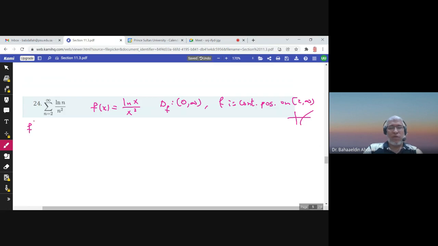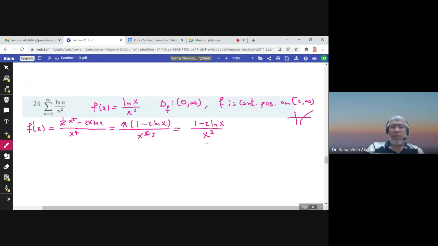So let us consider the derivative. I will use the quotient rule. Derivative of ln x is 1 over x times x squared, minus the derivative of x squared, which is 2x, times ln x. So I can cancel x with the square, so I still have x here. I can take it as a common factor. So I have 1 minus 2 ln x over x to the power 4. I cancel 4 with x, I still have the 3 power. So this is the derivative: 1 minus 2 ln x over x cubed.